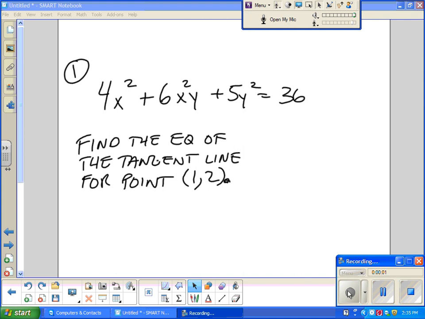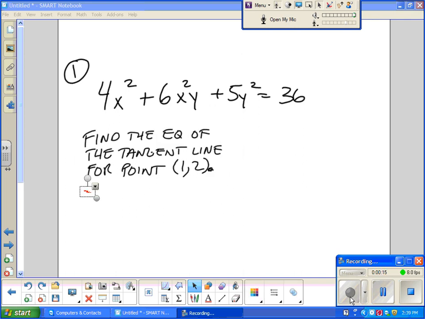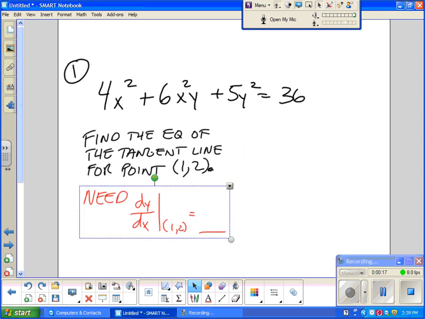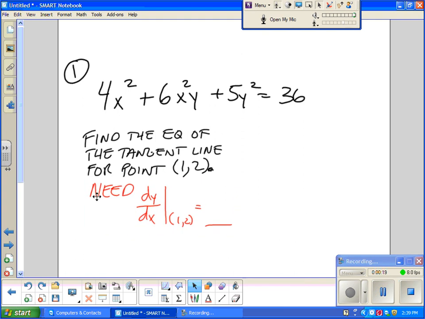All right, so I want you to try to find the equation of the tangent line for the following curve. It's not a function, obviously. So we need to find the derivative and the slope. I want you to do point slope form. All right, so we need to find the slope, which means we need the derivative dy/dx at the point (1, 2). All right?